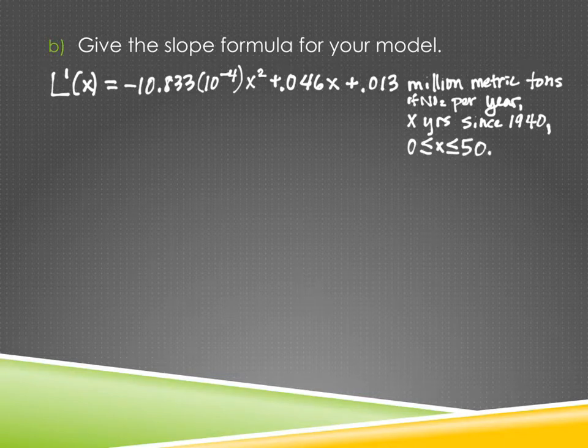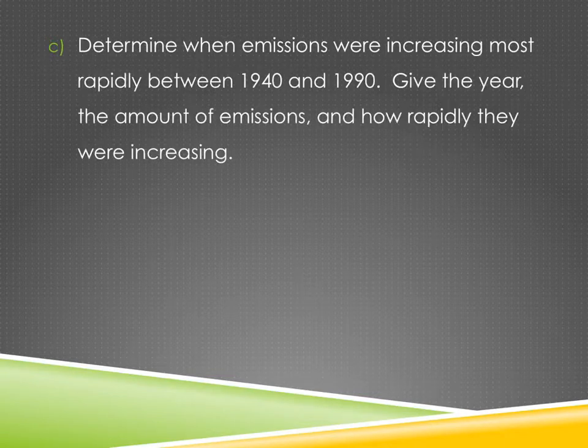Good catch. All right, there's one last problem in this section, and it says, determine when the emissions were increasing most rapidly between 1940 and 1990. Give the year, the emissions, and how rapidly they were increasing. Okay? So what's it asking me for? The inflection point. Increasing most rapidly is the key phrase for inflection point. So let's let our calculator do all that.